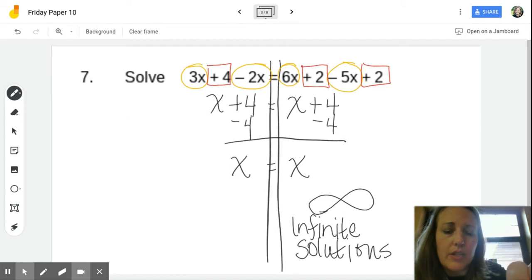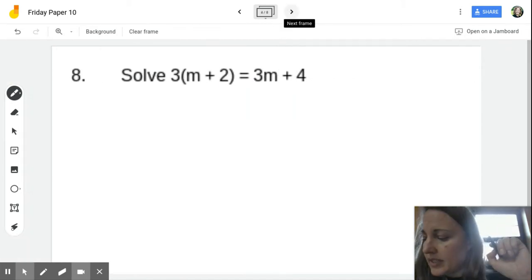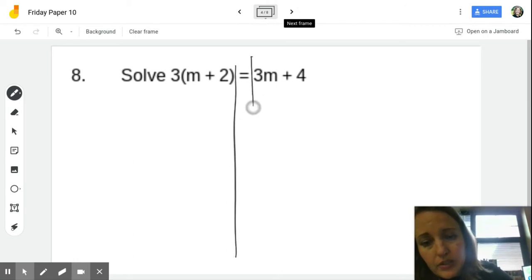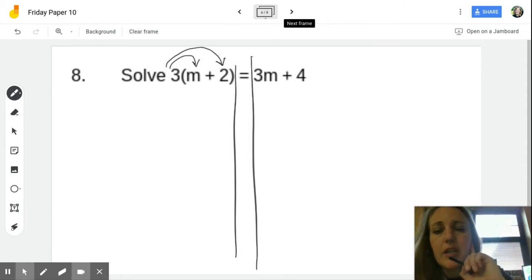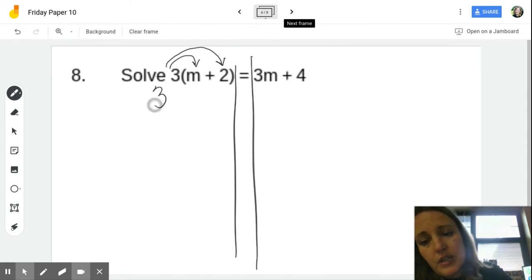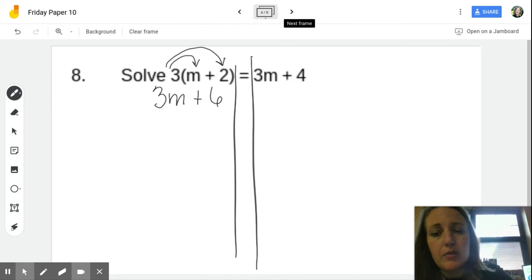Okay, let's go to the next one. This is number 8. For this equation, we have to distribute. This is the property of distribution, where if there's a coefficient on the outside, we must multiply it by everything that's in the parentheses. So this becomes 3m plus 6, not 2, but 3 times 2 is 6, is equal to 3m plus 4.